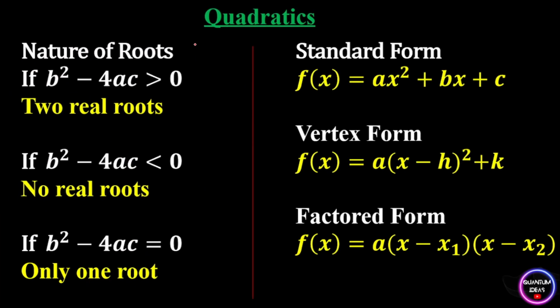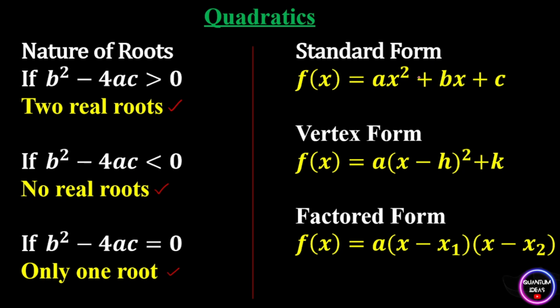You can see the nature of roots: if the discriminant, that is b square minus 4ac, is greater than 0, then the quadratic equation will have two real roots, and they will be distinct. If b square minus 4ac is less than 0, that means negative, the equation will have no real roots. And if b square minus 4ac is 0, there will be two roots and they will be equal, so in that case we have only one root. Okay, next, we have three forms of parabola we can write.